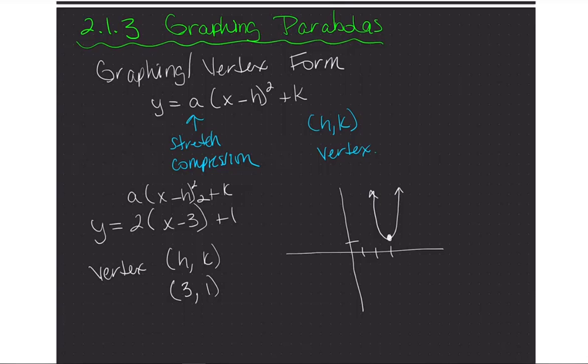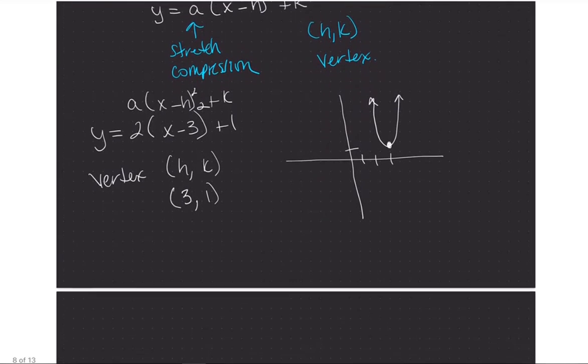I got a whole slew of them for you guys to work on a little bit. You ready for the next one? Let's say we had y = -(x - 7)^2 + 6. So we're in that graphing vertex form. Let's see if we can find our vertex.